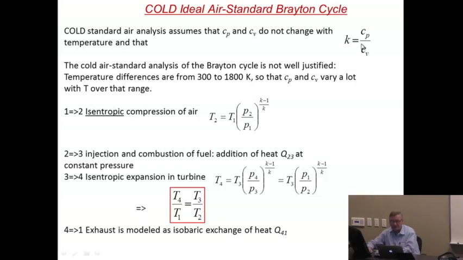Here is the equation that I should have had on the previous page. So from this, we can derive that T4 over T1 is T3 over T2. So what you have here, the ratio between these two equations, you see T2 is T1 (P2 over P1) to the power (K minus 1) over K, and here you have T3 is T4 (P2 over P1) to the power (K minus 1) over K, so T4 over T1 is T3 over T2. This is the slide that I wanted. The previous slide was not necessary.